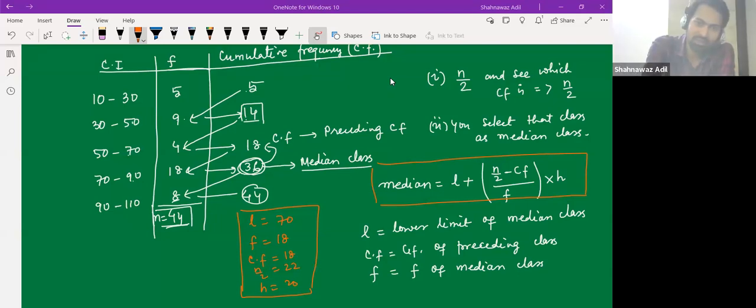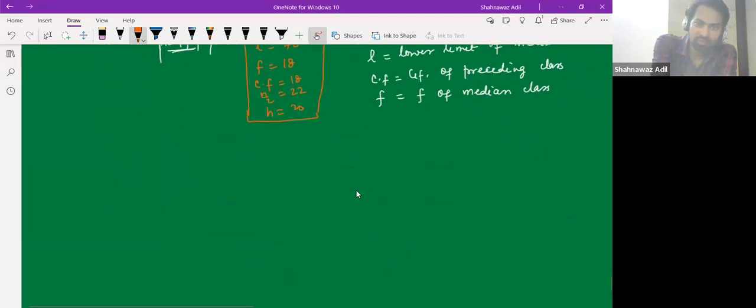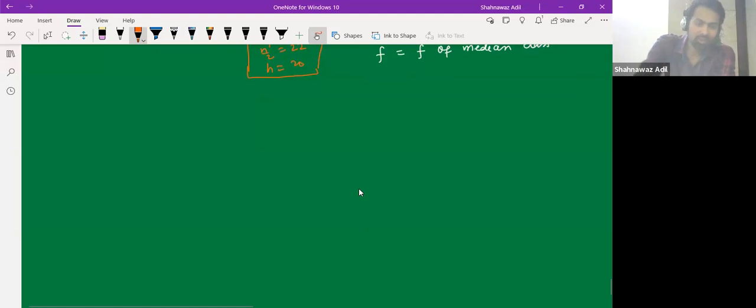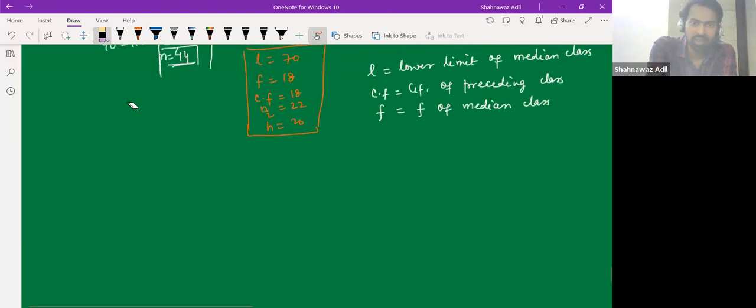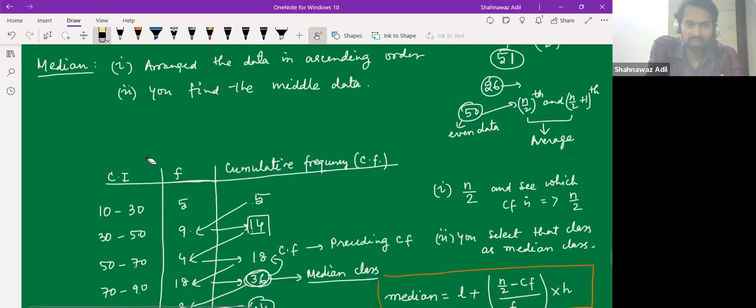Okay, so now let us do a sample question and then we'll understand. But in some data, there would be class intervals like this. So let's say you have a class interval which is less than 30. Let me take the same data, right?